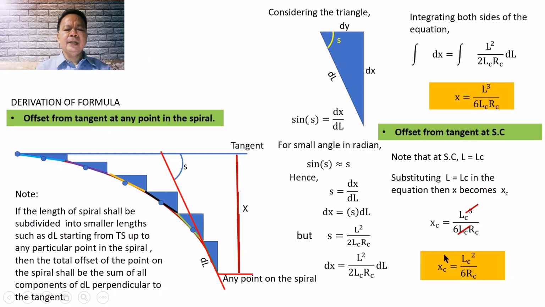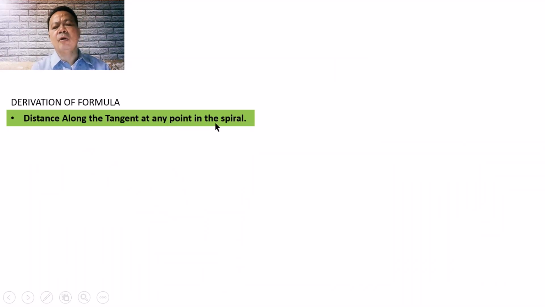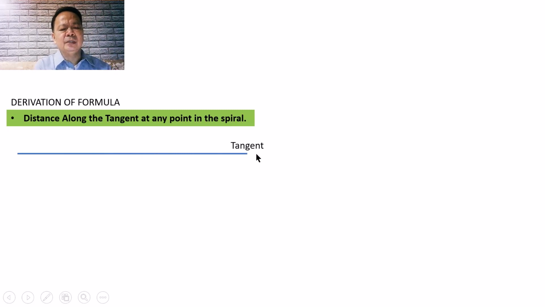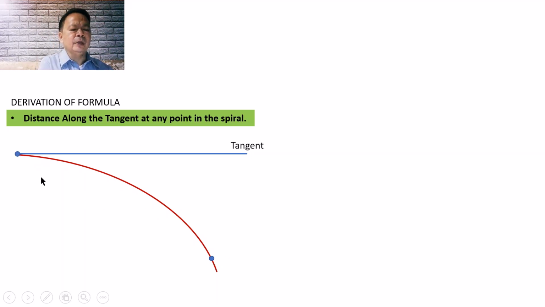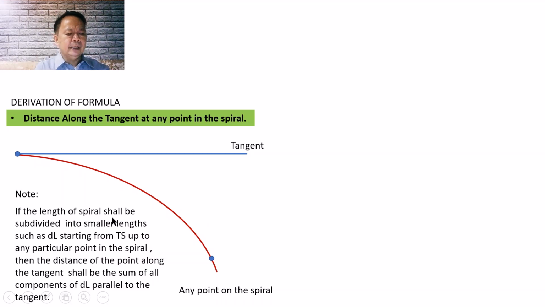So the next element we will go to is the distance along the tangent at any point on the spiral. When we say distance, it is the distance measured from TS along the tangent. To show that, let us imagine again that we have here our tangent. Here is our point, and then we draw our spiral angle, so that this will be our any point on the spiral. And again, if we are talking of the measured distance from this point, we know that any point can be taken by subdividing this length into a differential length.